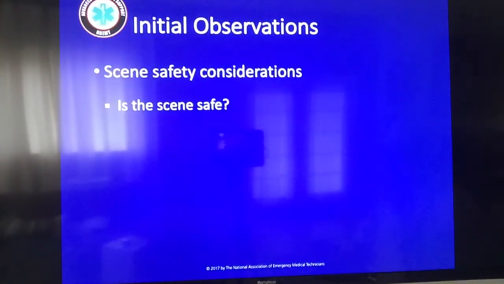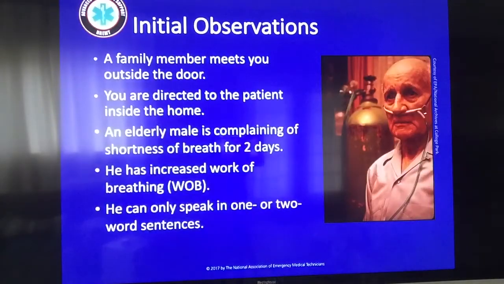Now, as we enter the scene, we know that it's safe. We wonder what kind of information we got from dispatch, and what we see as we arrive on scene. Are there any other persons at the scene who can provide history, knowing that the patient is short of breath and won't be able to give us a complete history because he can't breathe? Now we look and see that the person is in mild distress, with normal mental status, increased work of breathing, and he's speaking one or two sentences.